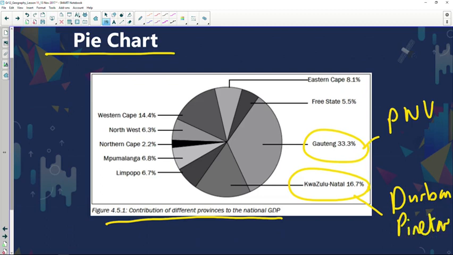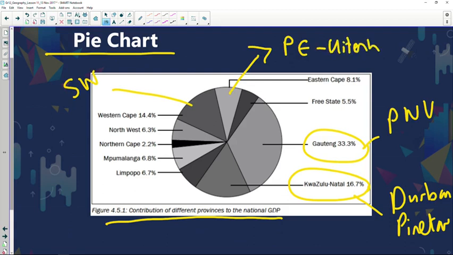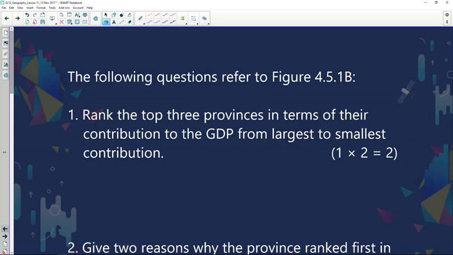And if you look quickly at the Western Cape, third biggest, that's the Southwestern Cape industrial area. And then we've got the Eastern Cape that follows in fourth as your PE Uitenhage industrial area. Now let's quickly look at the questions that you might expect in your final exam paper.